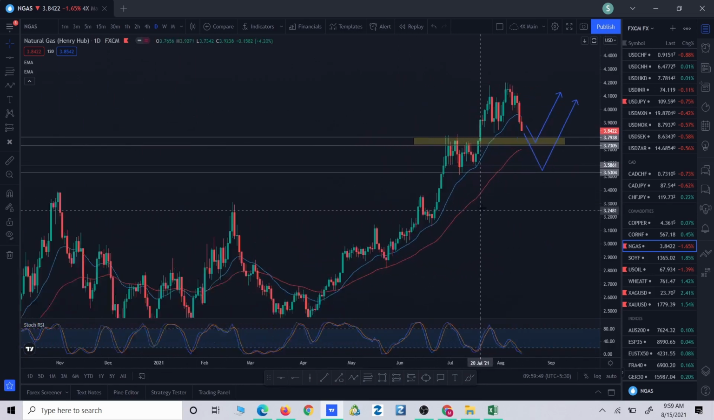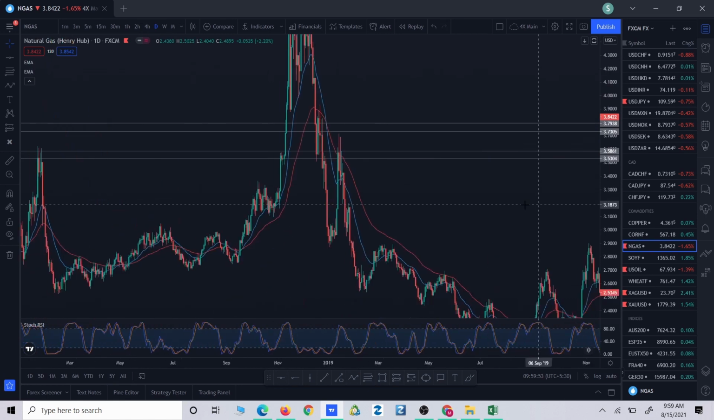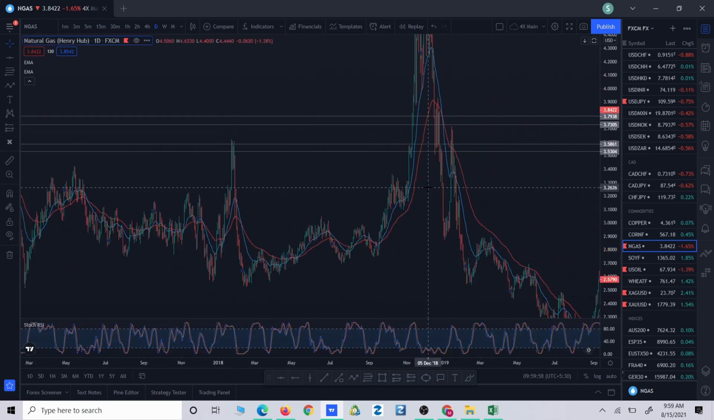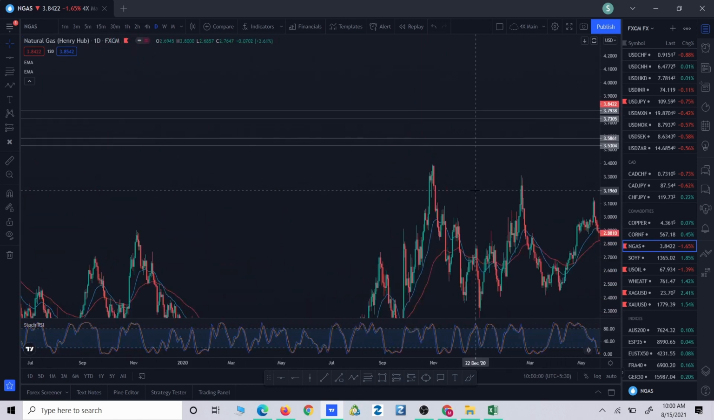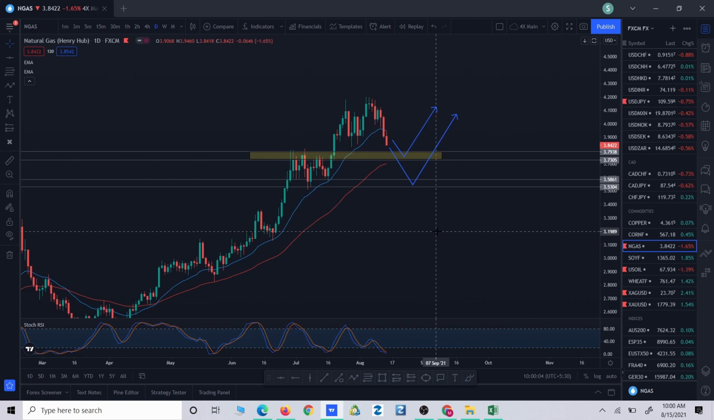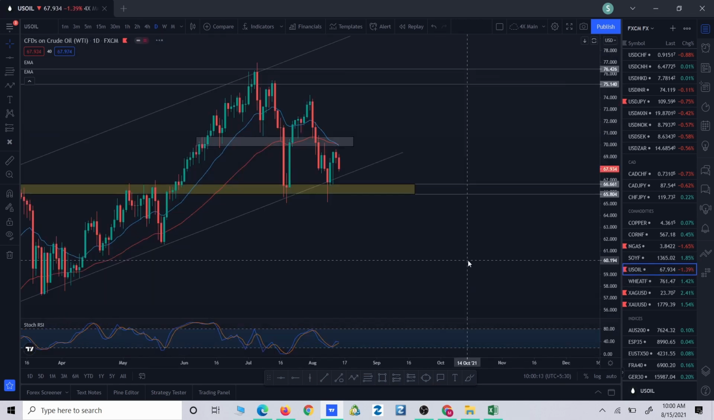If we talk about this other zone, it's retested here, here, so 2, and then 3, 4, 5, and 6. It's a countless number of times these zones have been retested. So these are the two possible trading setups that we can focus on in natural gas. Next, we are going to talk about US oil.